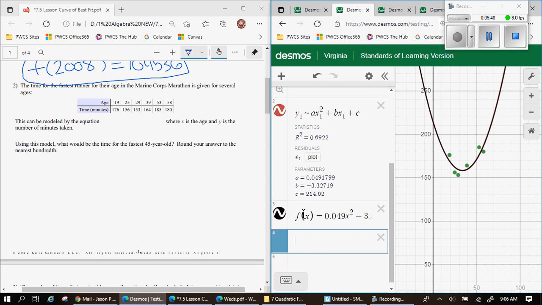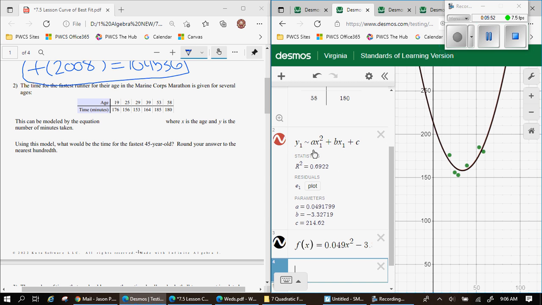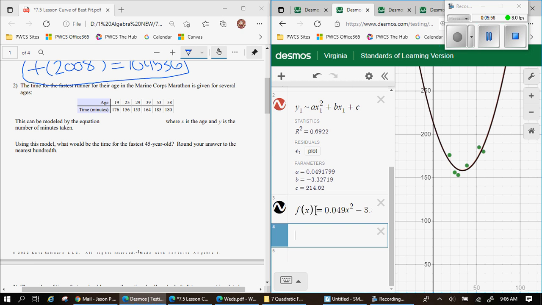So we've used our table, used this special equation, figured out what A, B, and C are. Now we can actually write the quadratic equation. You can see my data points here and how that curve looks like it's near all those points but isn't touching them all. And now I can answer the question.